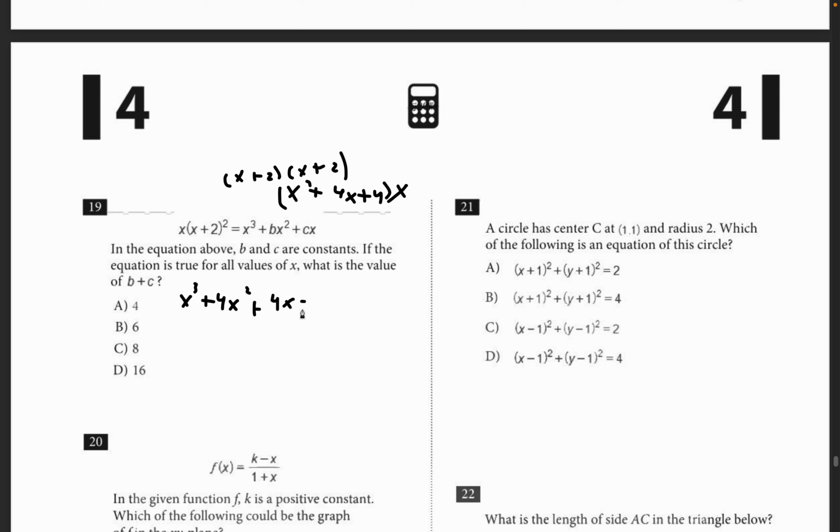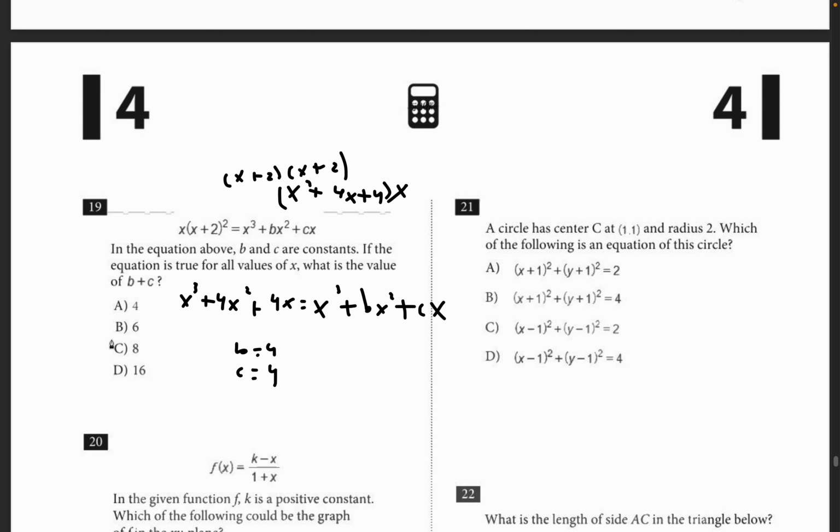has to equal x cubed plus bx squared plus cx. So x cubed matches with x cubed. 4 has to equal b, and b equals 4 because the x squareds match. So b has to equal 4, and then c has to equal 4. So b and c are both equal.